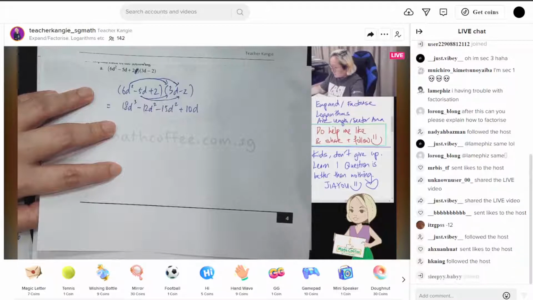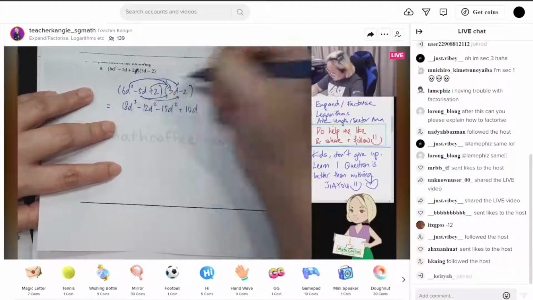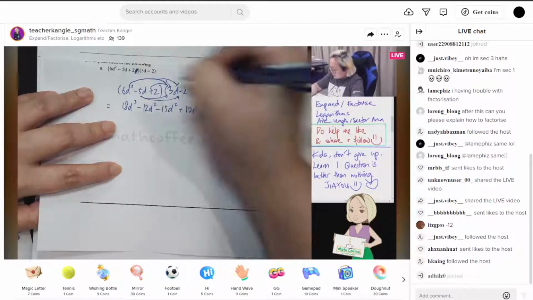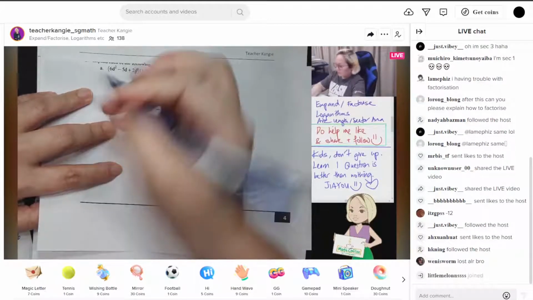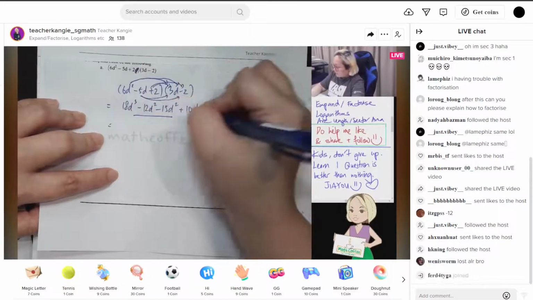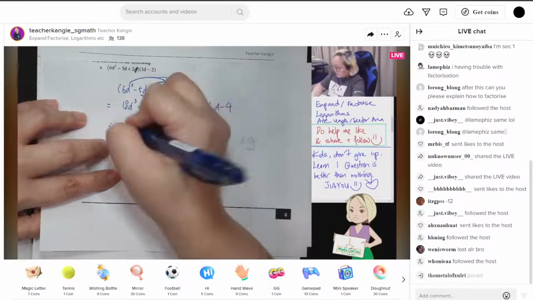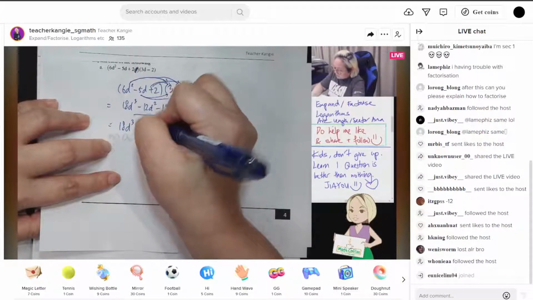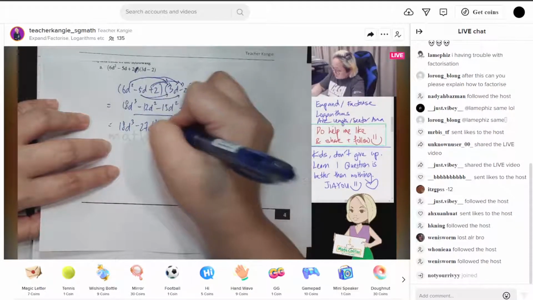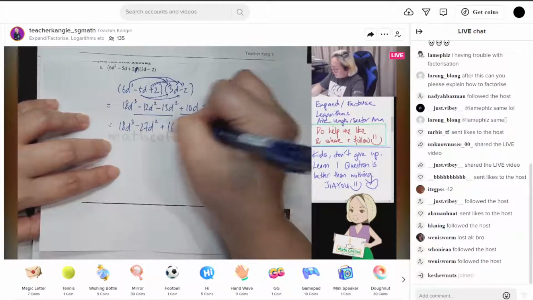Right? And the last one will be this times this. It will be plus 6d. This times this will be minus 4. Okay, the like terms will be this and this. So I have 18d cubed minus 27d squared plus 16d minus 4.